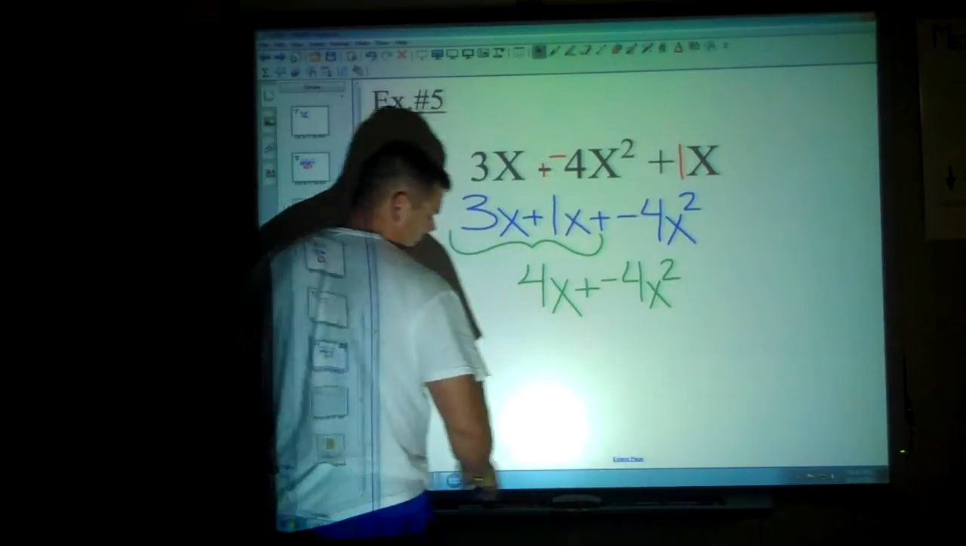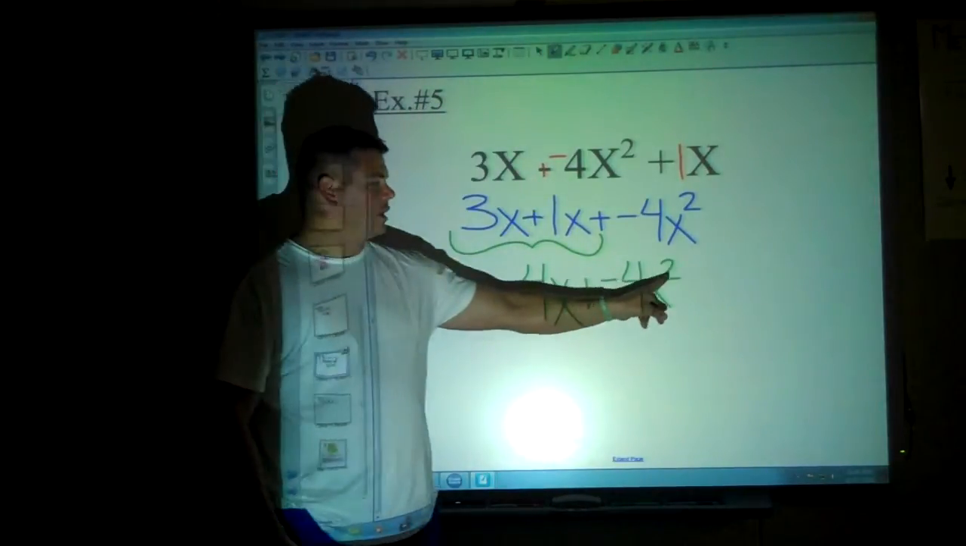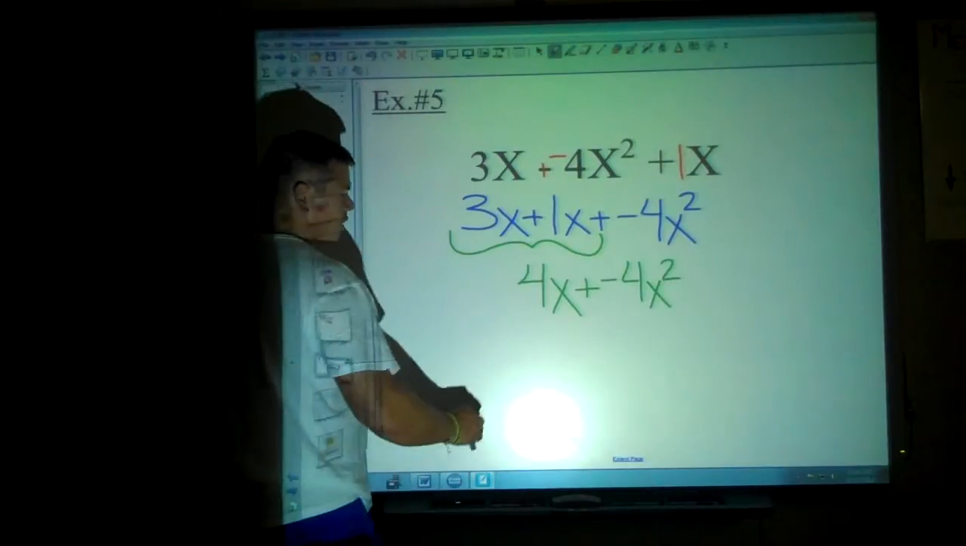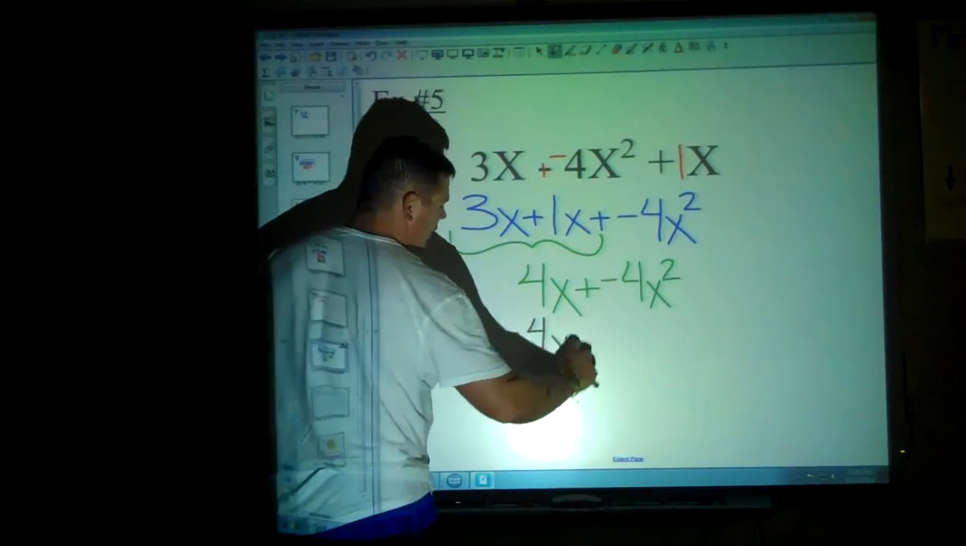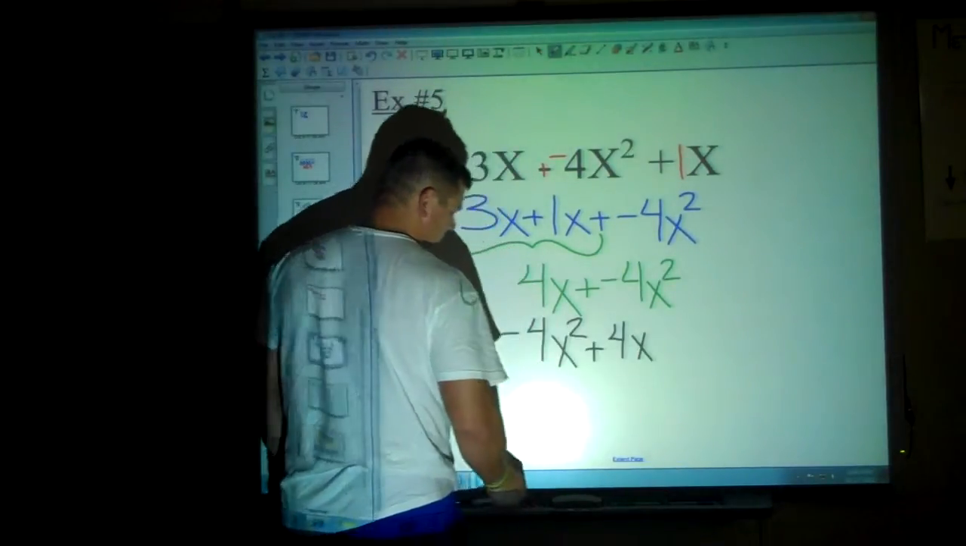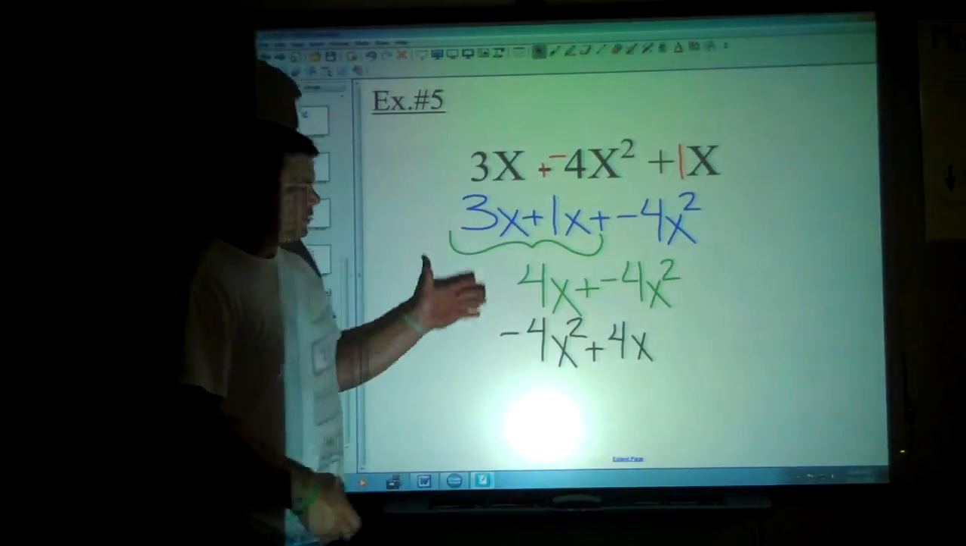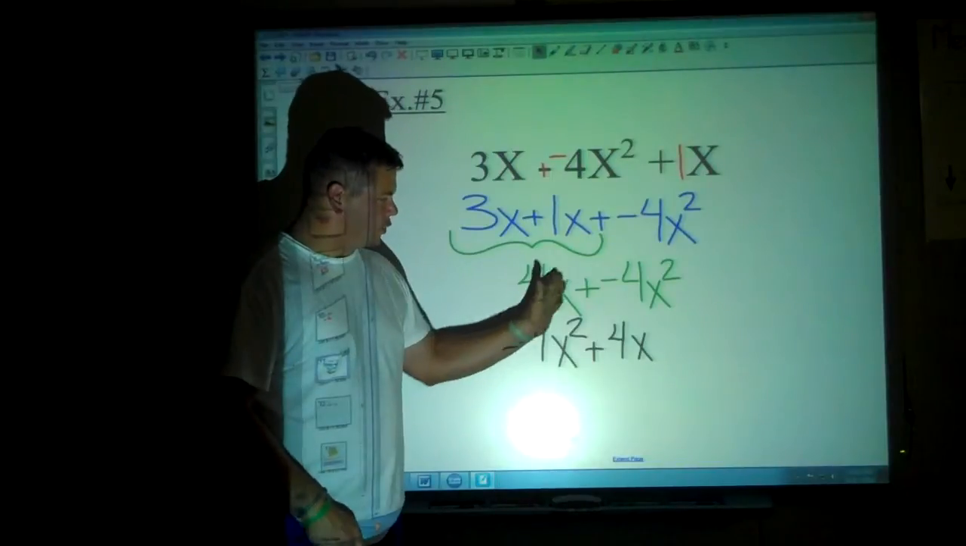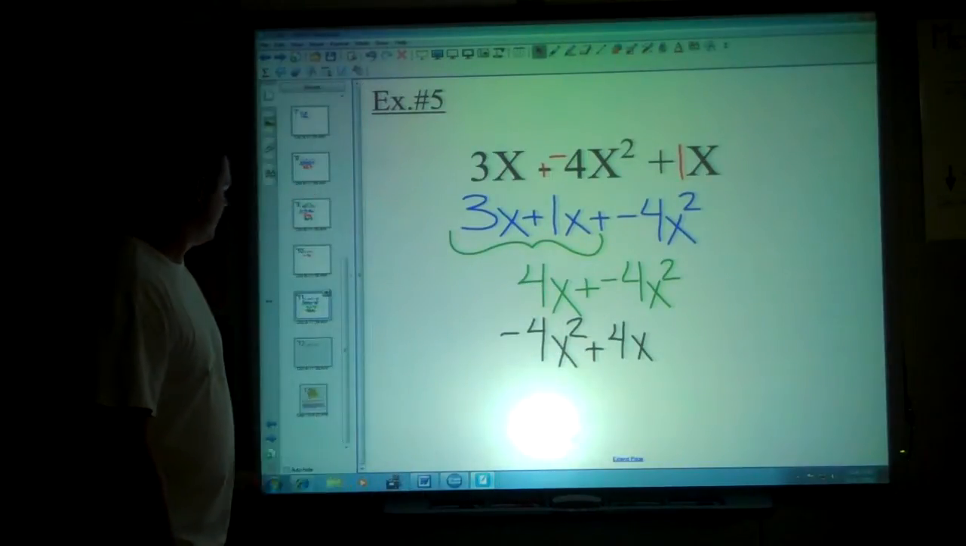Now you could leave it like this, but typically the exponents that are bigger we put first. So negative 4x squared would go first plus the 4x. There's not a major difference between them, just an appearance, but we usually try to make the larger exponent work its way down from the right.